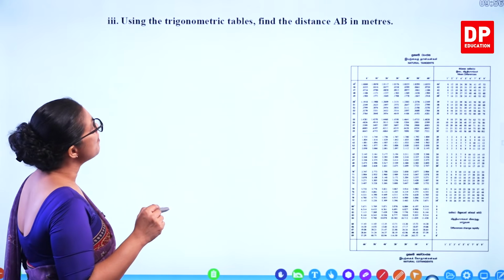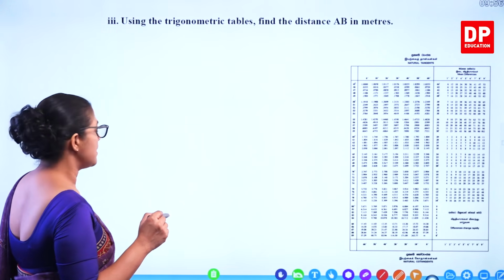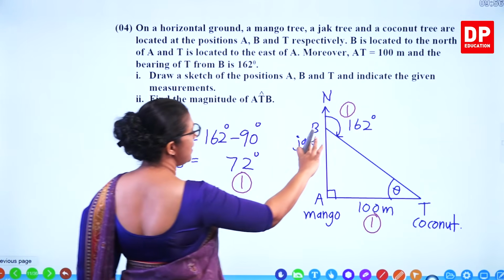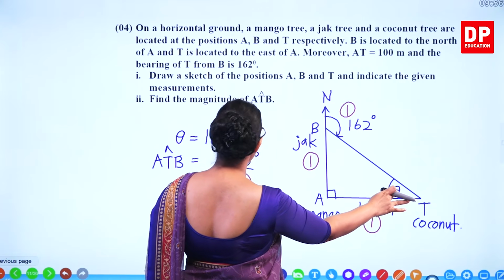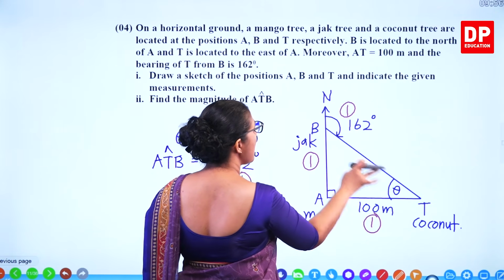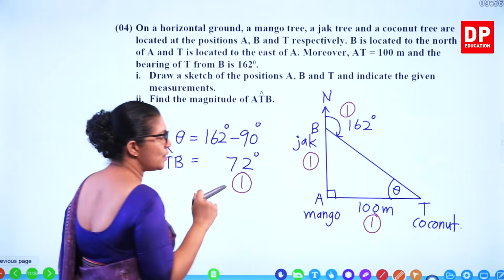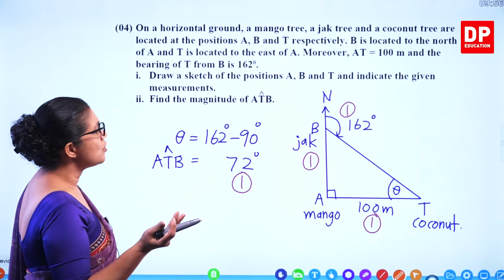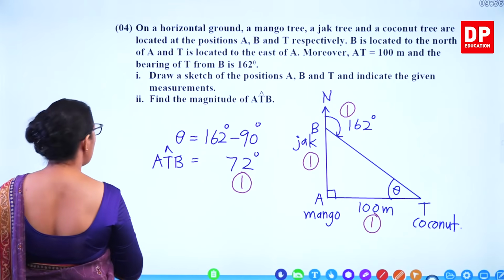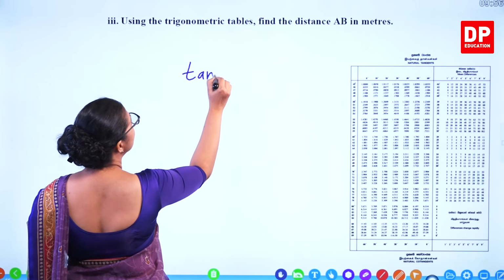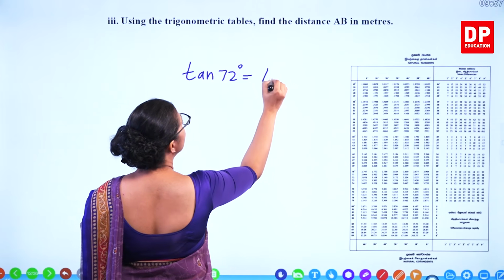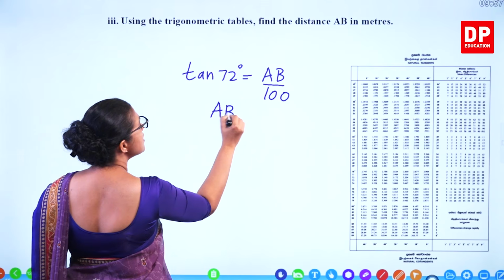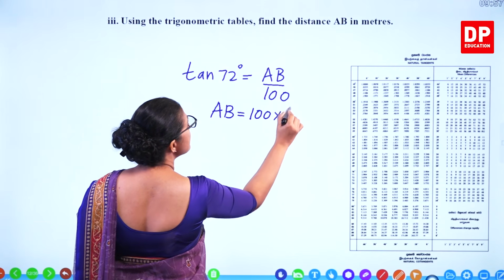Using the trigonometric tables, find the distance AB in meters. So we need AB, and here we know this is 72. To this angle, this is opposite and adjacent. We know we can create a trigonometric equation. Tan 72 is AB over 100. So what is AB? AB becomes 100 times tan 72.